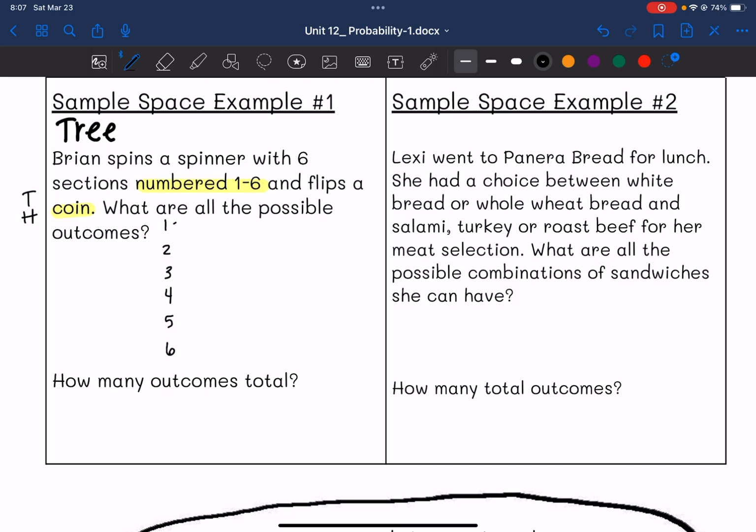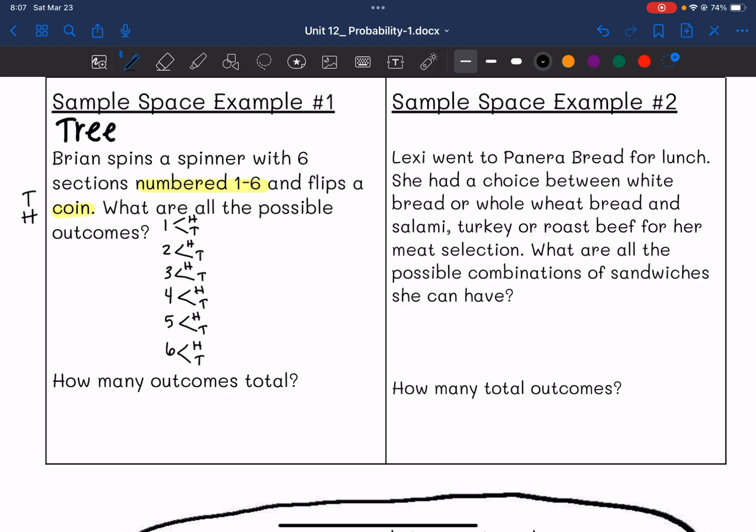And number 1 can either have a heads or a tail. Number 2 can either have heads or tails. Number 3 can either have heads or tails. Number 4, heads or tails. Number 5, heads or tails. And number 6, heads or tails.